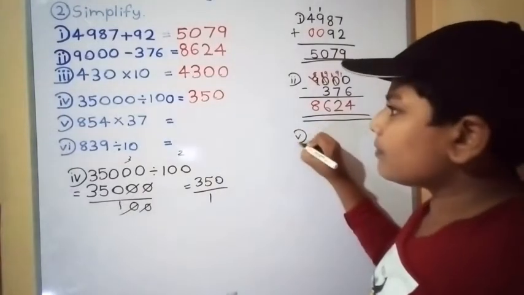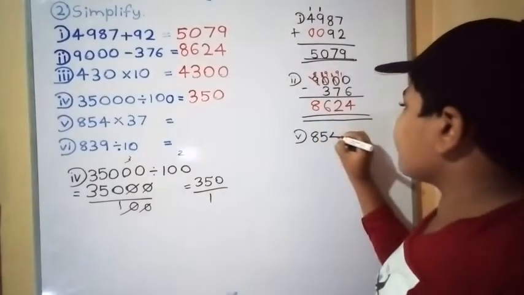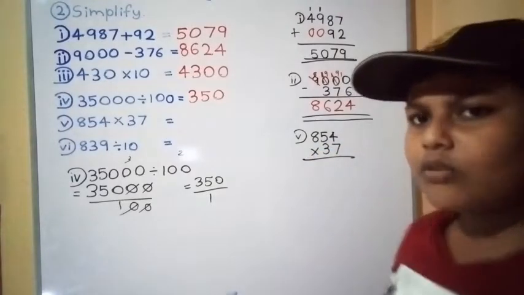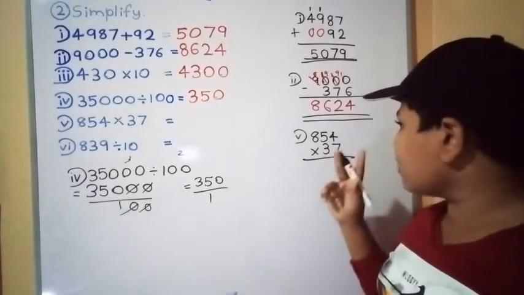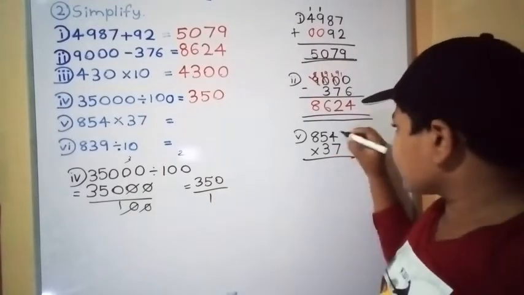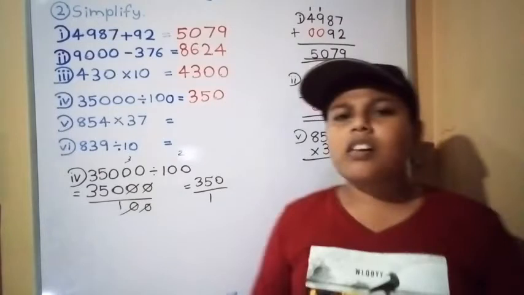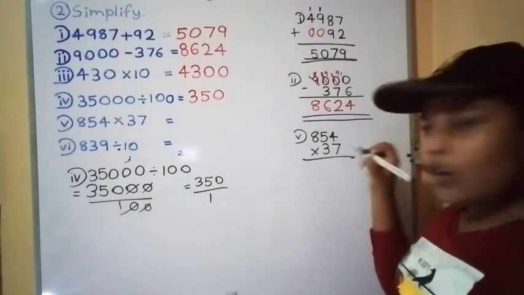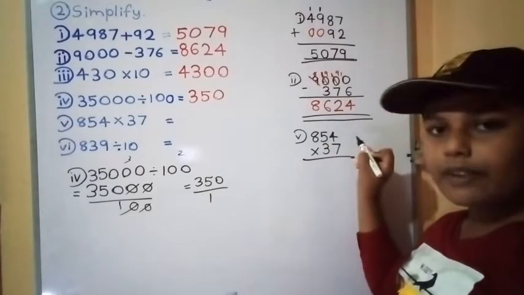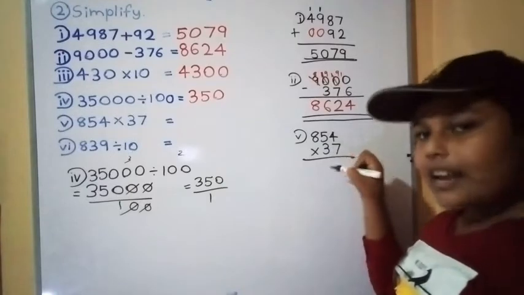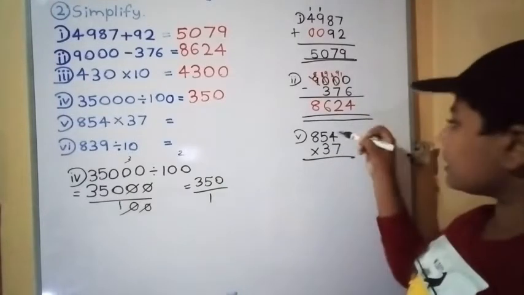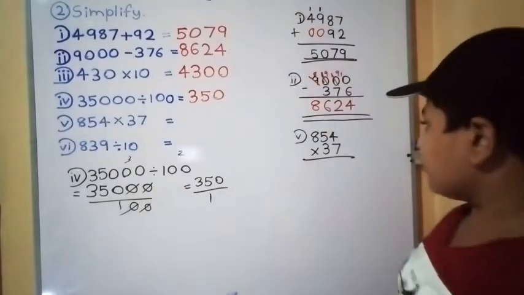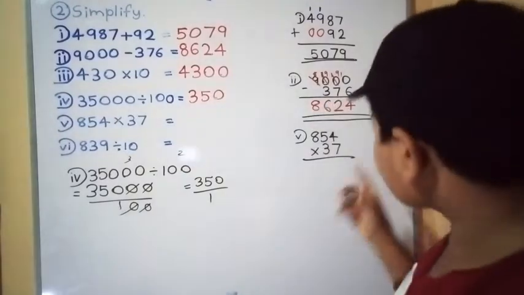In the fifth one, 854 multiplied by 37. Now, we can write these two numbers like this. Right? Now, you know the multiplication: you want to multiply this 7 by 854. And now, again, you want to multiply this 3 by the 854, like that. Now, multiply by both, 37. Now, let's see how to multiply this.